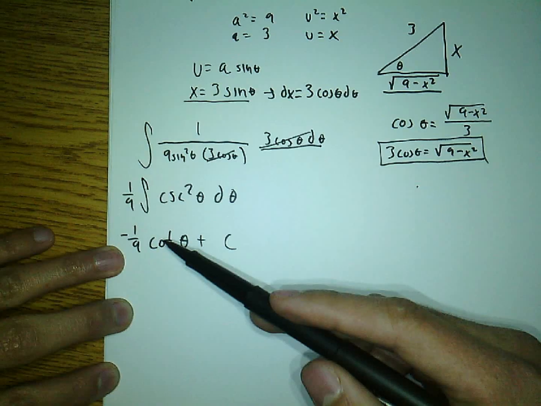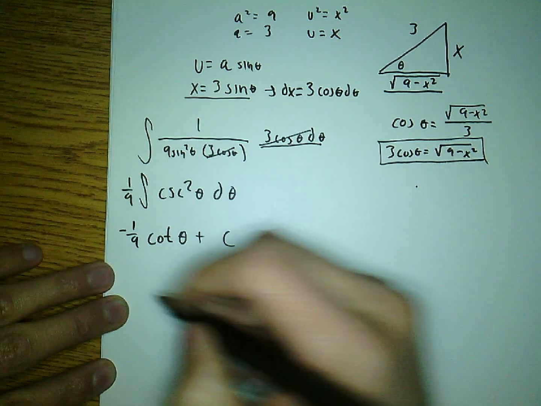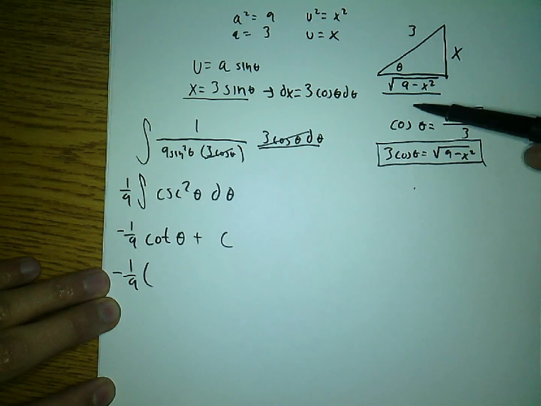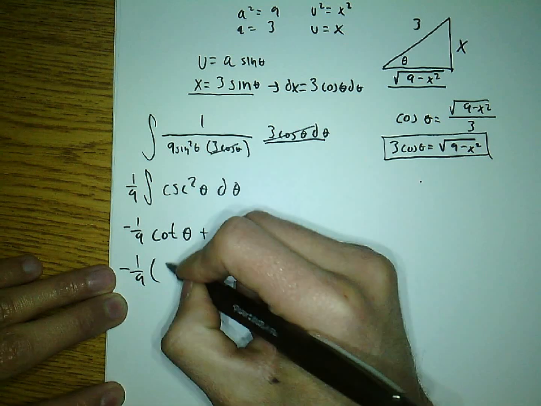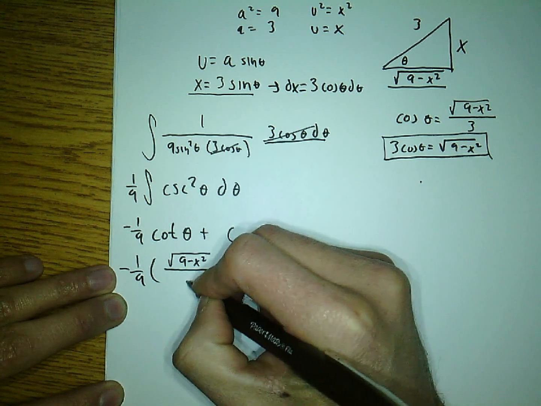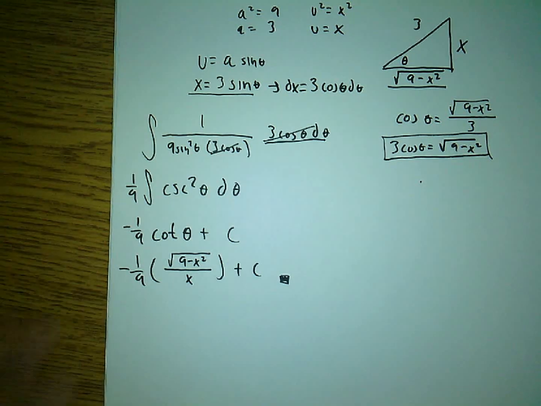So in other words, now you've got to go back into this triangle and ask yourself, what is the cotangent of theta? Cotangent is going to be adjacent over opposite. So this is going to be square root of 9 minus x squared divided by x plus c. So our final answer would be negative 1/9 square root of 9 minus x squared divided by x plus c. Questions?